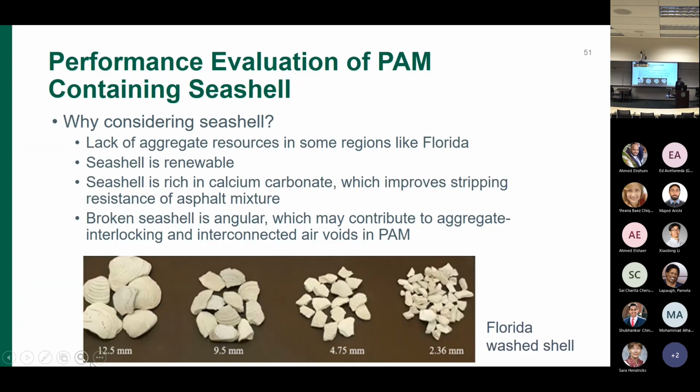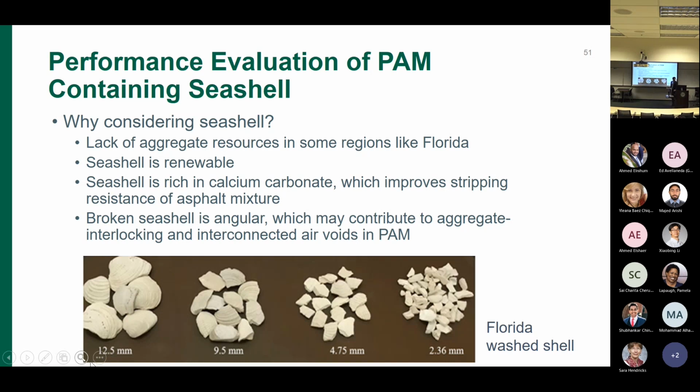And following some earlier study done by a previous student, we want to improve the sustainability of the mix by incorporating renewable materials. Here in Florida, we do not have a good aggregate source. The aggregates used in pavement construction are mainly imported from other states and other countries.